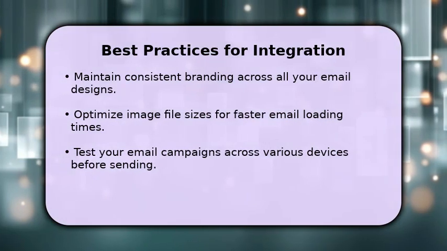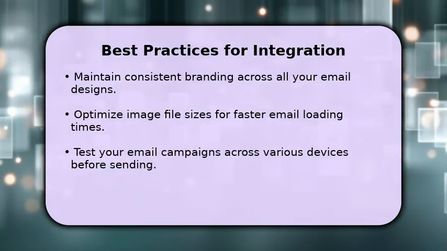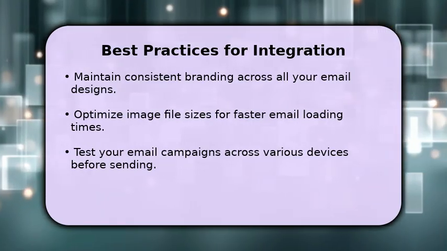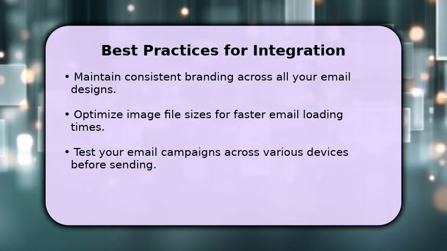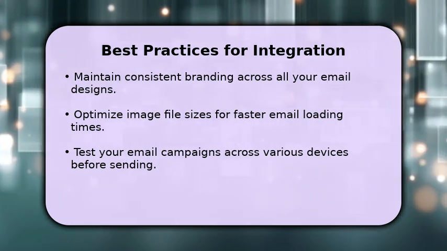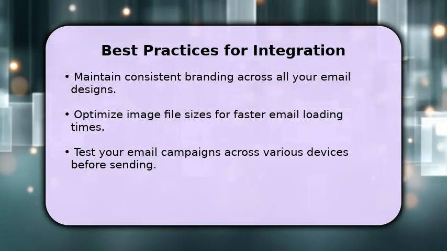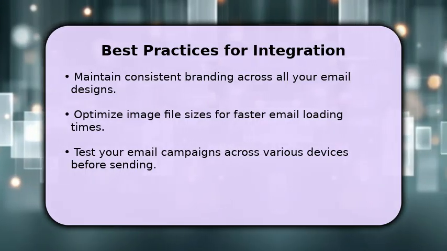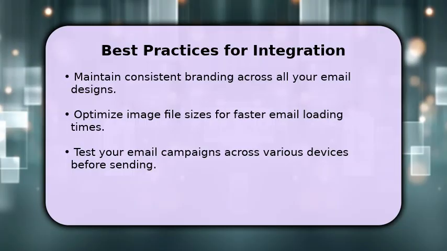To maximize the impact of your Mailchimp and Canva integration, always maintain consistent branding. Use your brand's colors, fonts, and logos in every design. Optimize image file sizes to ensure your emails load quickly, as slow loading can deter recipients. Always preview and test your campaigns on different devices before sending to catch any layout issues. Finally, ensure your visually engaging emails include clear and compelling calls to action.